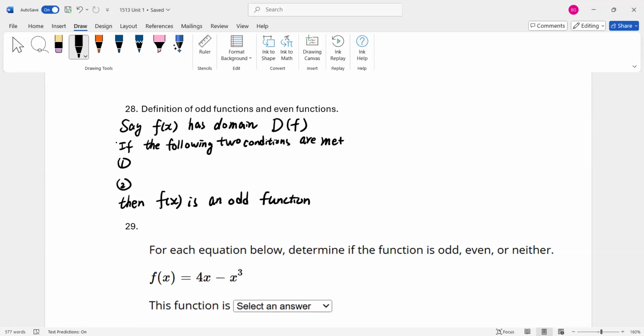For a function to be an odd function, 2 conditions must be met, must be satisfied. The first condition, the domain, I can just use D. The domain is symmetric with respect to the origin 0. Here w.r.t. is just a short abbreviation for with respect to 0. Yeah, what does that mean?